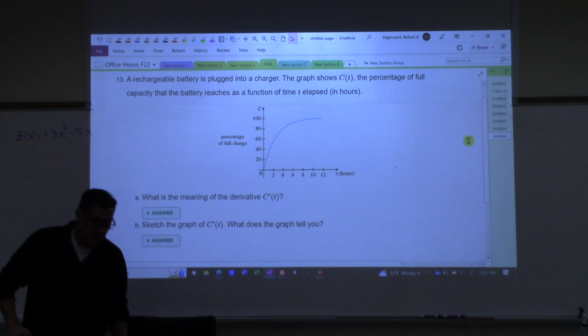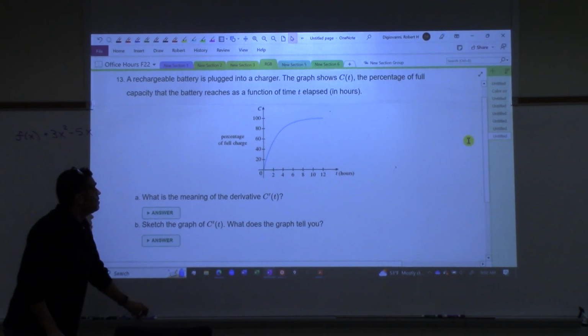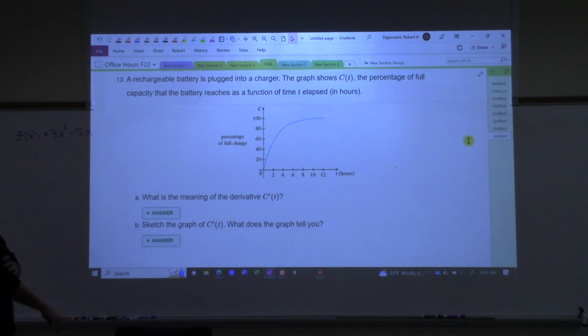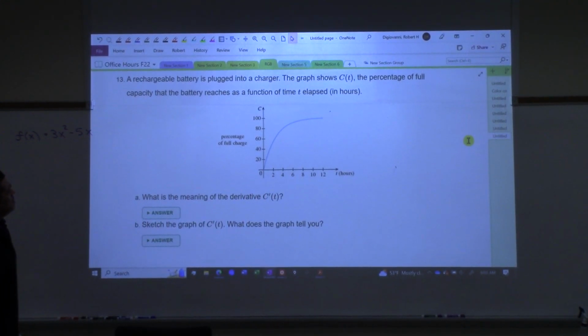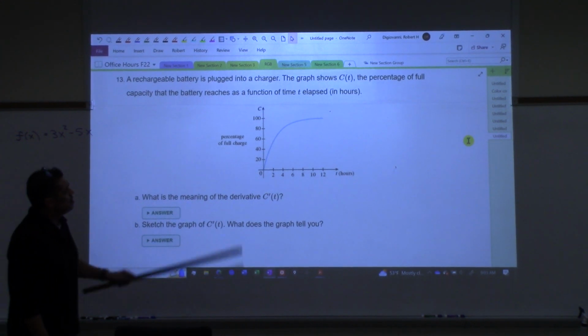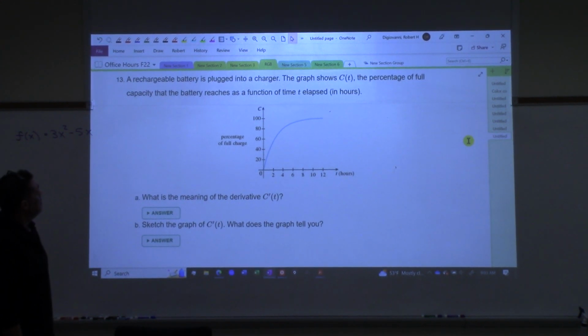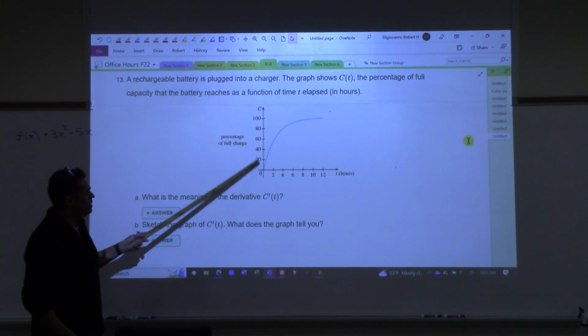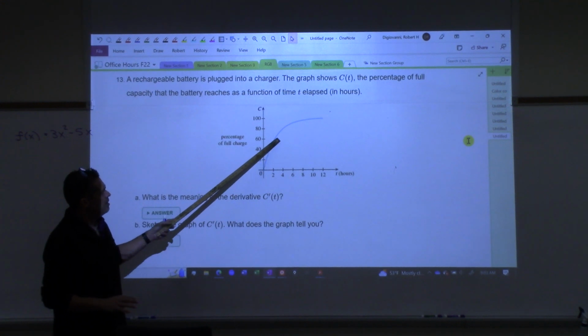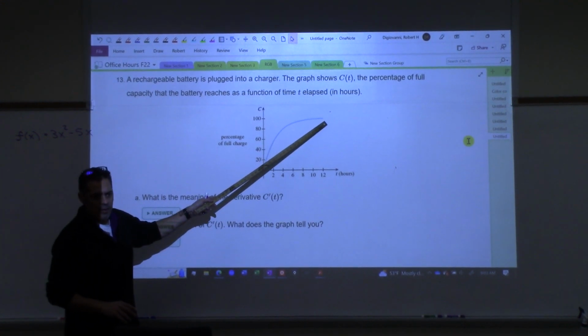Number one, I'm glad you're doing your homework, okay? This question is frustrating because you're supposed to estimate something, and so I think it's subjective. We can make different arguments, but I think we should all get something close to the same answer. So it says, a rechargeable battery is plugged into a charger. The graph shows C of t, the percentage of full capacity that the battery reaches as a function of time. So you plug in your phone, it's dead, right? You plug it in, you got 0%. And then as time goes on, it starts charging, and it kind of flattens out and gets closer to 100.